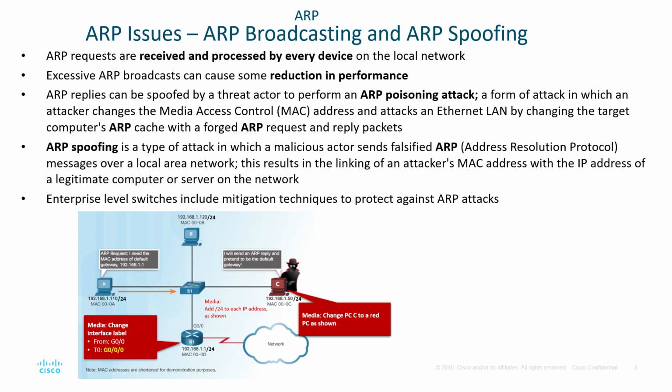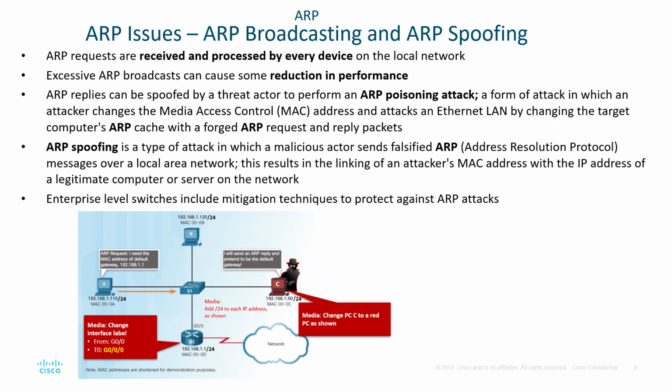ARP replies can also be spoofed by a threat actor to perform an ARP poisoning attack. This is a form of attack in which an attacker changes the MAC address and attacks an Ethernet LAN by changing the target computer's ARP cache with a forged ARP request and reply packet. ARP spoofing is also a type of attack in which a malicious actor sends falsified ARP messages over a local area network. This will result in the linking of an attacker's MAC address with the IP address of a legitimate computer or server on your network.